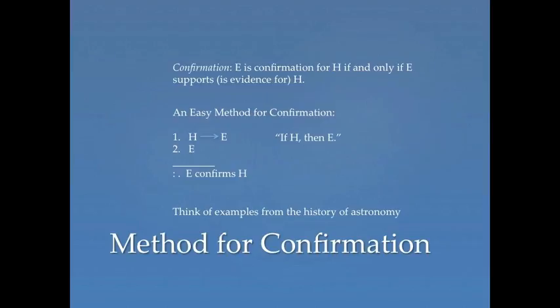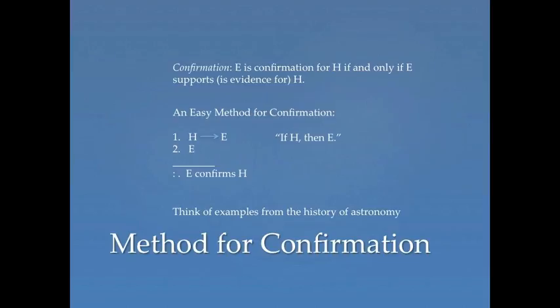Alternatively, the conclusion may simply be that E confirms H. So instead of H being probably true because of E, H is just confirmed somewhat because of E. So again, if H, then E, E, and the conclusion is E confirms H. I want to make a really important point about this method for confirmation. This is not a deductive argument. The premises do not guarantee the conclusion. This is a probabilistic method for confirmation.